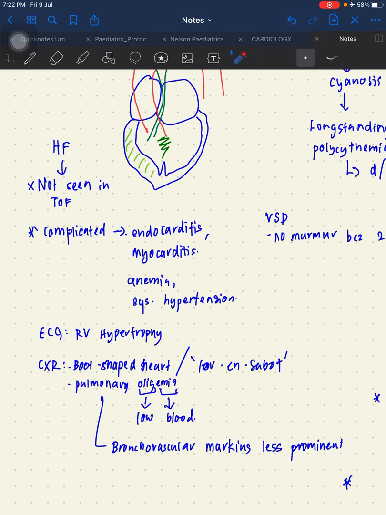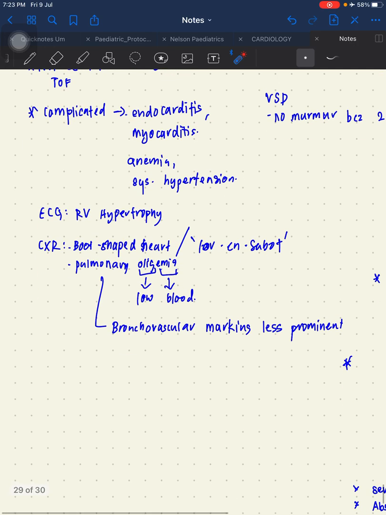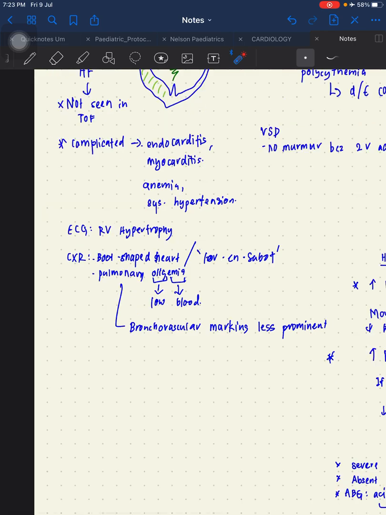And then we can also do an ECG, where we tend to see right ventricular hypertrophy or right axis deviation. Another investigation is the echocardiogram, where we look at the anatomical features of the heart.